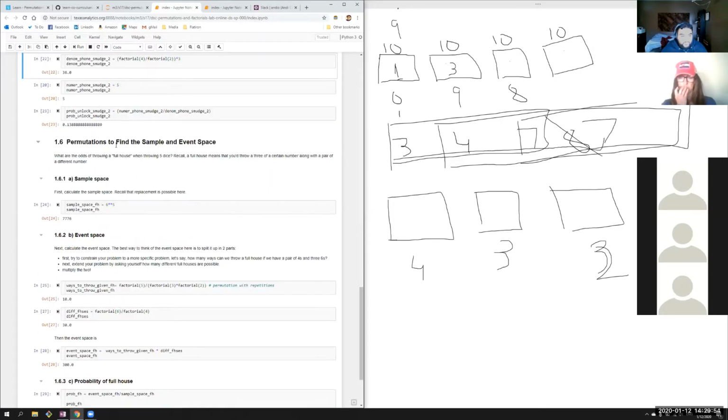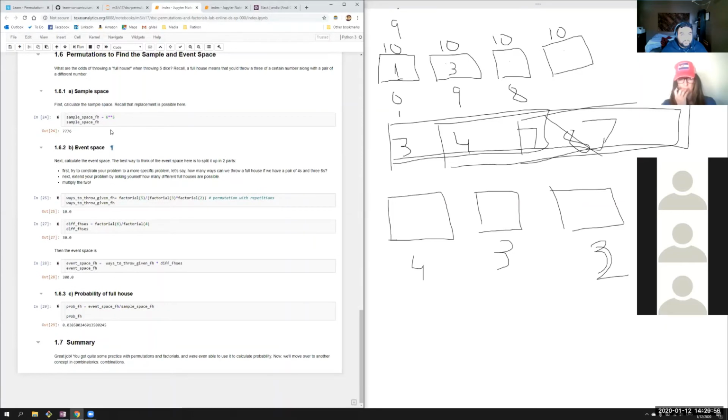All right, so we got that down. Let's go to the next one. What are the odds of throwing a full house when throwing 5 dice? Recall a full house means that you throw 3 of a certain number along with a pair of a different number. Okay. All right, so let's calculate the sample space. Recall that replacement is possible here.